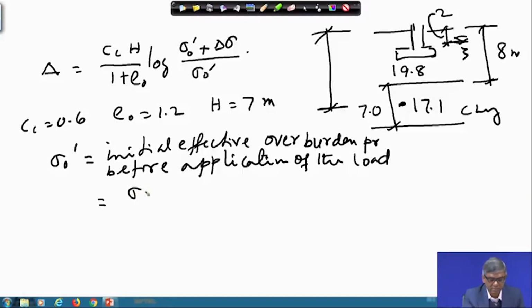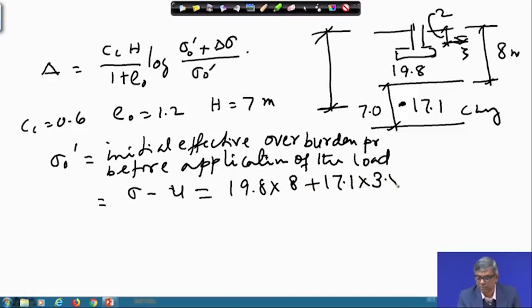The total stress sigma minus u will be the effective stress. Sigma will be 19.8 into 8 plus 17.1 into 3.5. This is the total stress, using the saturated unit weight of sand and saturated unit weight of clay. Above the water table, the sand has 2 meter thickness, and its unit weight could be different, but we are considering the same unit weight of 19.8. Otherwise, if I take a different unit weight, I should have taken 6 here and 2 into that unit weight. So, I assume that above the water table the unit weight of the sand is almost similar, so the same unit weight is taken.